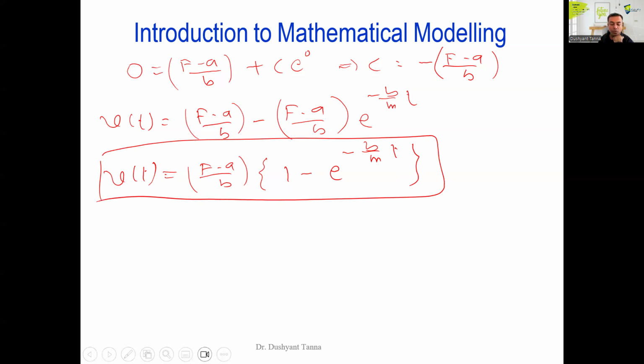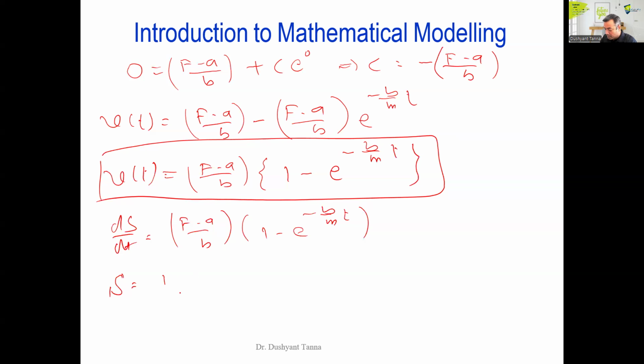Our aim is not to find v, our aim is to find s. So what we will have to do is an integration of this given one. Therefore, v, which is ds by dt, is (F minus A) over B, 1 minus e raised to minus B over m t. And therefore, s is the integration. So (F minus A) over B, integration of 1 is t, e raised to minus B over m t, multiplied by minus m over B, right? Plus some constant C. I call it C1 because we already used C earlier, right?